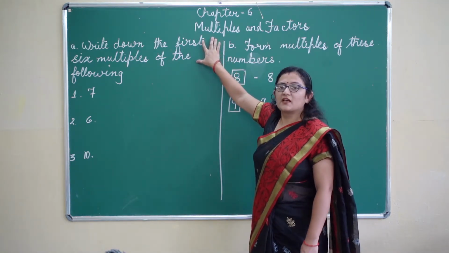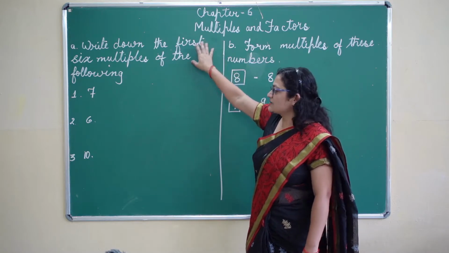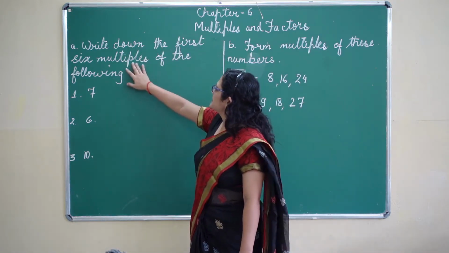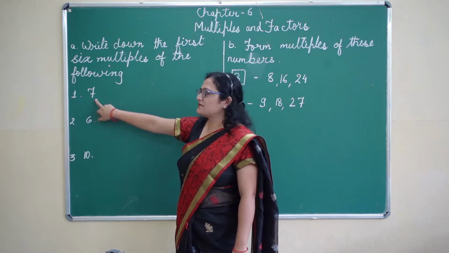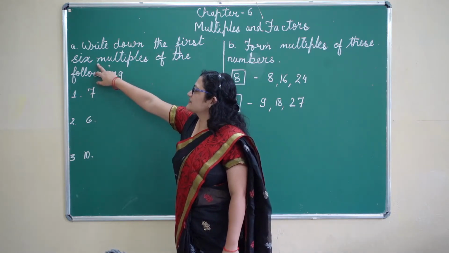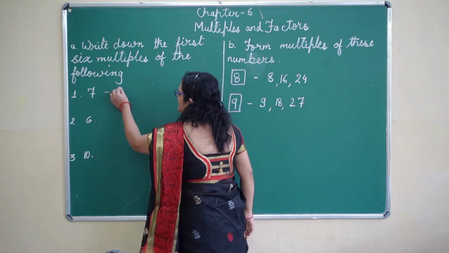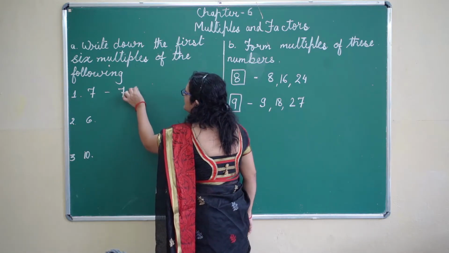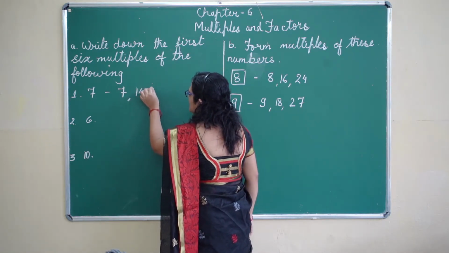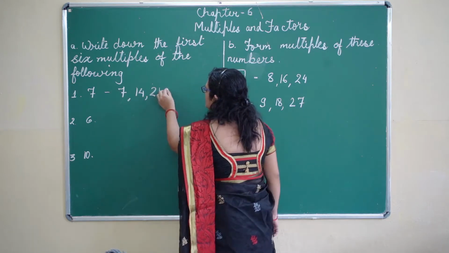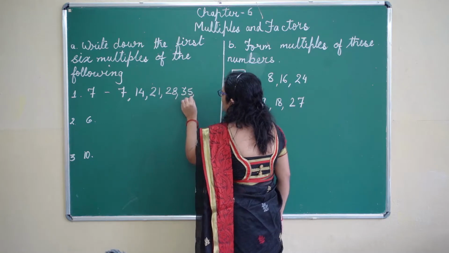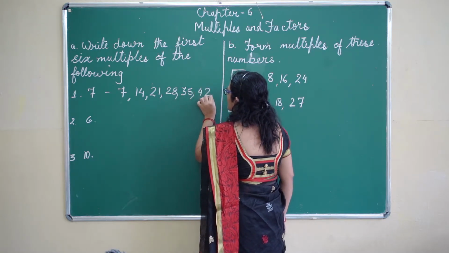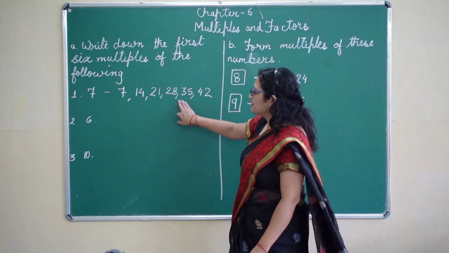Multiples means tables. If you are asked to write down the first 6 multiples of the following, means you have to write the table of the 7 till how much? 6 times. Okay, like this. 7 ones are 7, 7 twos are 14, 7 threes are 21, 7 fours are 28, 7 fives are 35, 7 sixes are 42. So these are the multiples of 7.